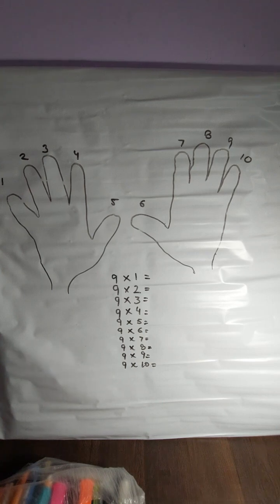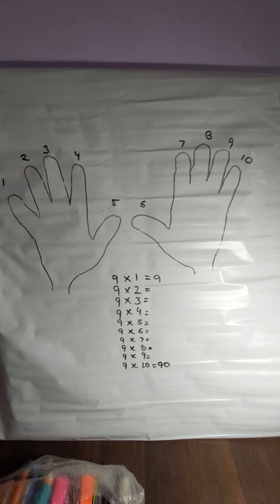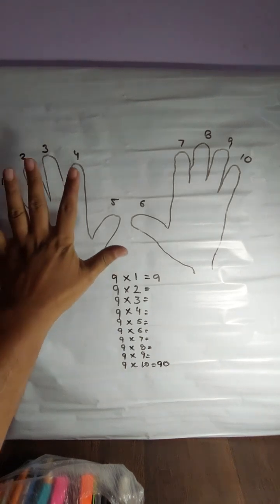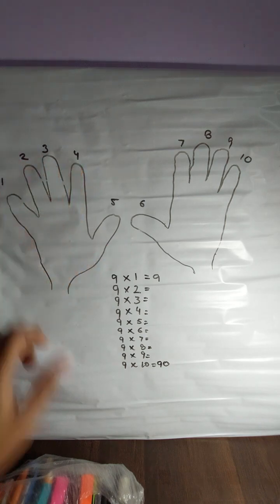So in the table of 9, we need to learn two things: 9 ones are 9, and 9 tens are 90. So now we will see how 9 twos are. If we look at both hands, on the left hand, 2 comes here. So before that 2, 1 will be there.